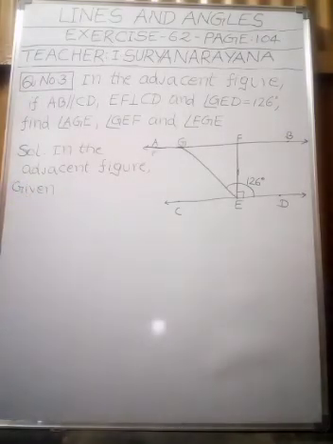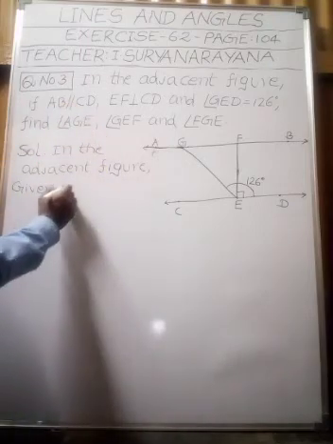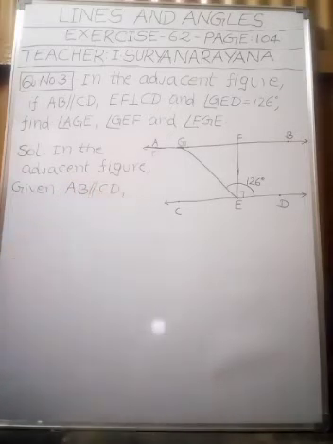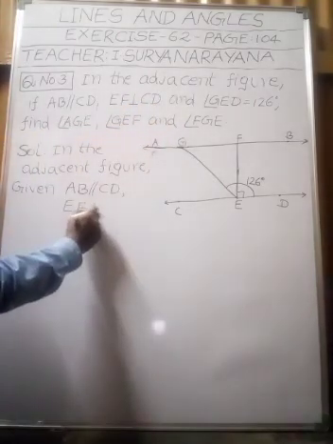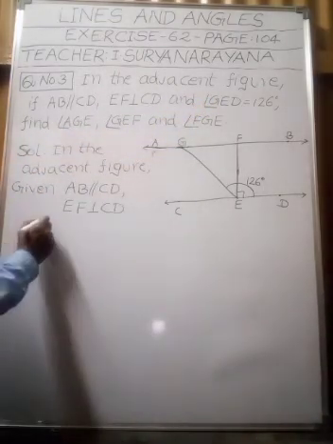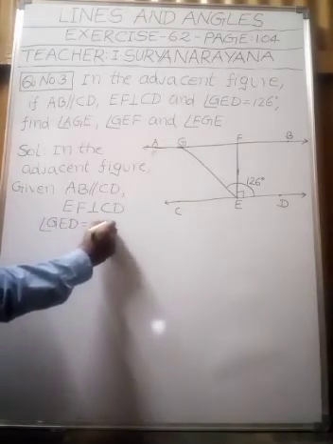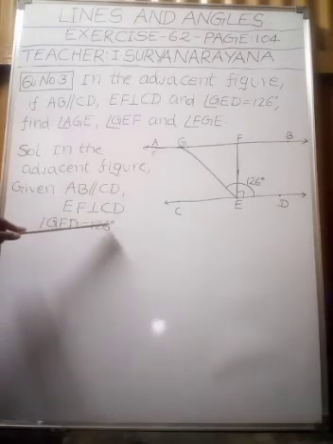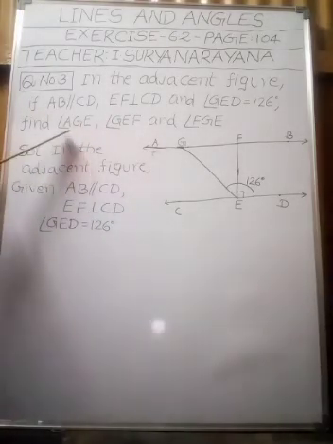In the adjacent figure, let us write the given data. Given AB is parallel to CD. EF is perpendicular to CD. And angle GED is 126 degrees. These are the given data. Okay, my dear children. Now observe this here. We have to find angle AGE.